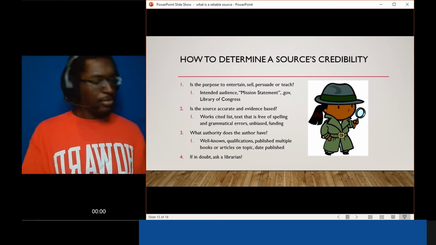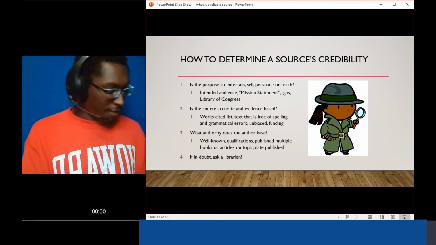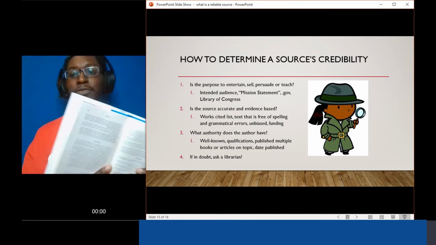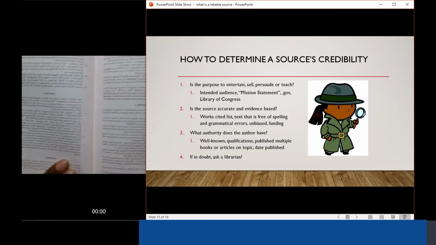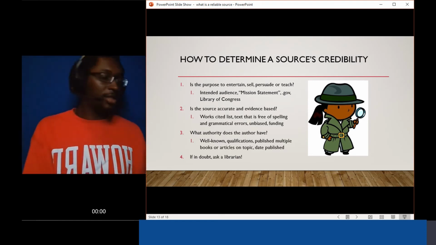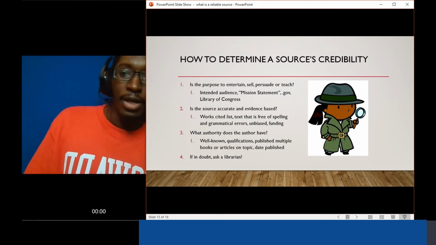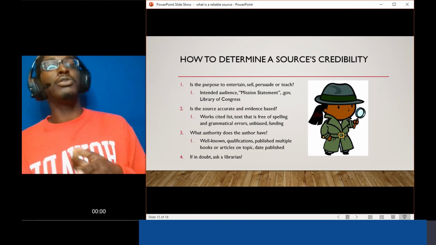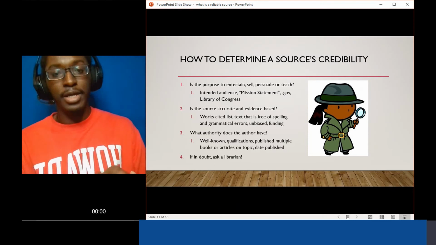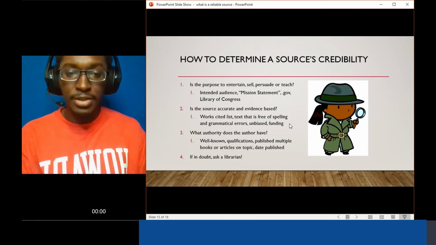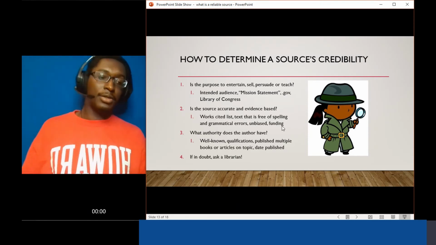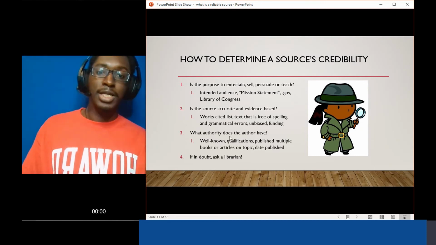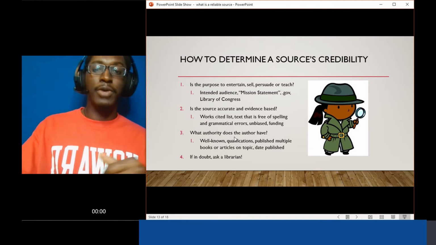Second question, is the source accurate? Is it evidence-based? You'll know based on the references that they cite. Here's her references. It goes on for pages, guys, right? So she has a works cited list, a bibliography. It's also free of spelling errors. And we want to know, too, if that source is biased or unbiased. If you can find out who's funding the research, then you'll have a pretty good idea of whether or not a source is reliable. Lastly, you need to know if the author is credible.